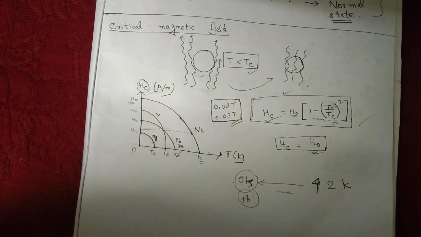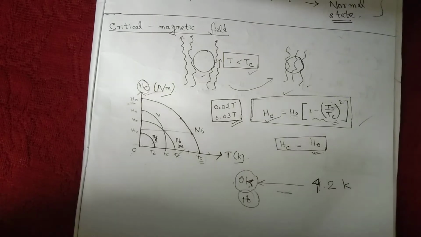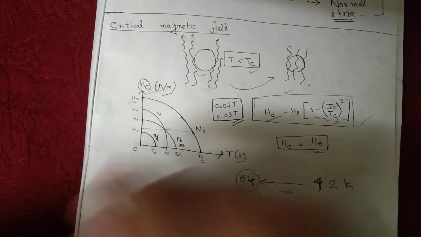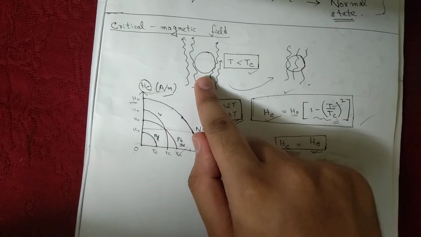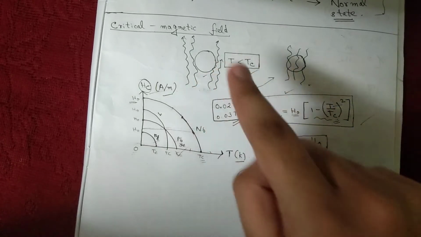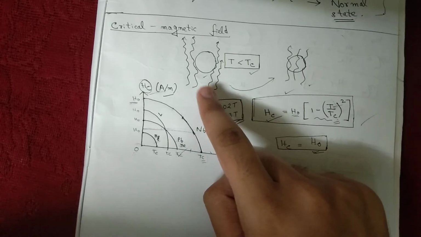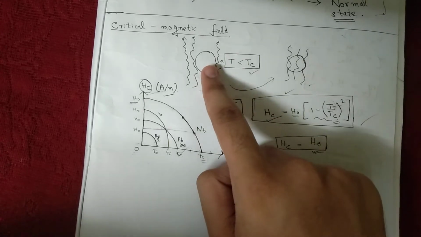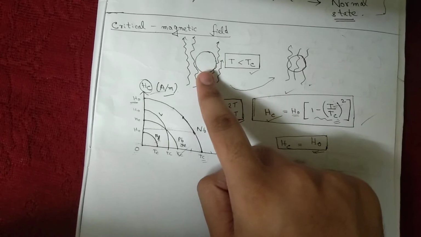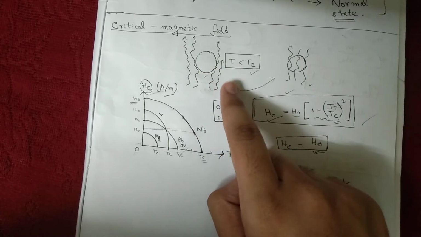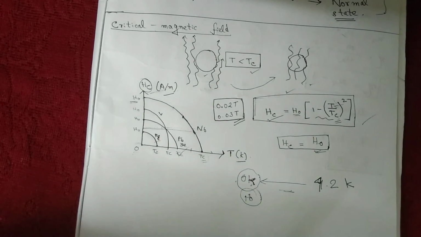Hi, today I am going to explain the critical magnetic field. Suppose you consider a superconductor over here. If you apply a magnetic field to this superconductor, then due to the Meissner effect, the superconductor, as it has diamagnetic property, will not allow the magnetic field lines to go through it.